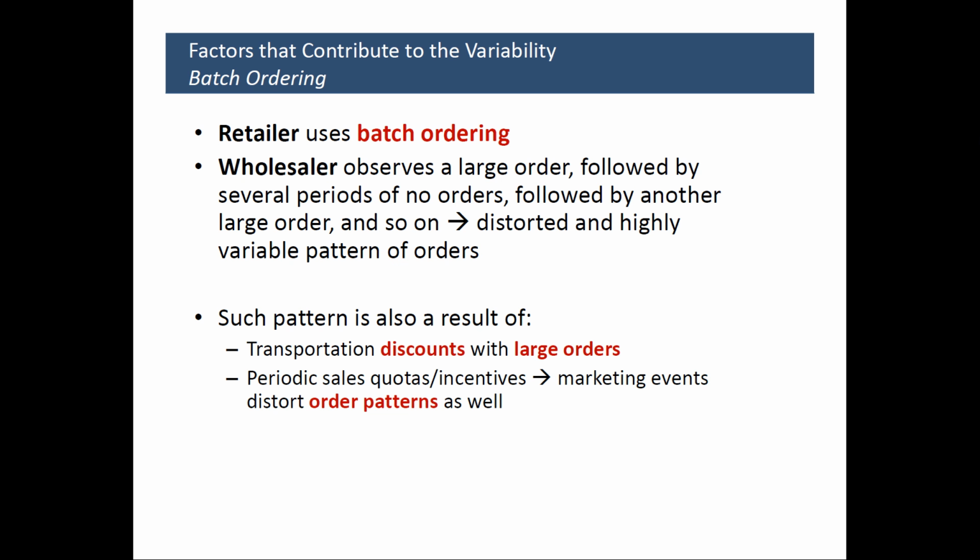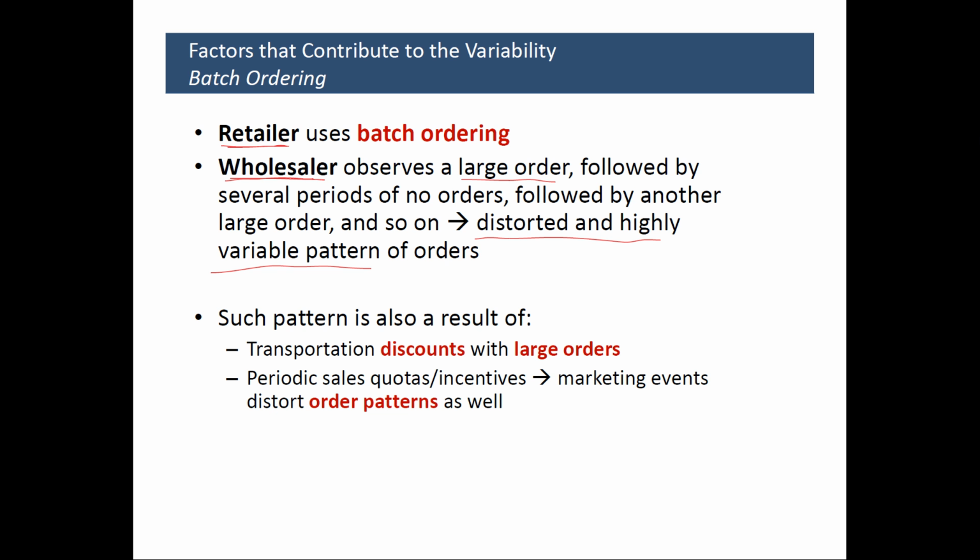That means if the retailer does so, the wholesaler, which is linked to the retailer, observes larger orders, but also followed by several periods where no orders or just small orders may occur. So we have quite a variability of the demand when it comes to the retailer. And this distorts the pattern of the demand within the orders as well. And this is exactly the bullwhip effect that we have seen.